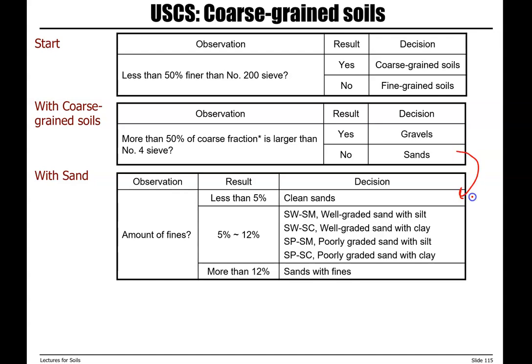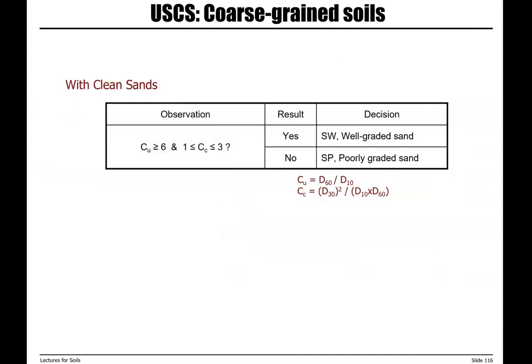Now, if we have sand, again, less than 5%, clean sand, well graded or poorly graded. More than 12%, sand with fines, clay or silt. And if it's between 5 to 12, you need to do both of these checks. So if you have clean sand, which is when we have less than 5% fines, then well graded or poorly graded, and these are the statements that you need to use.